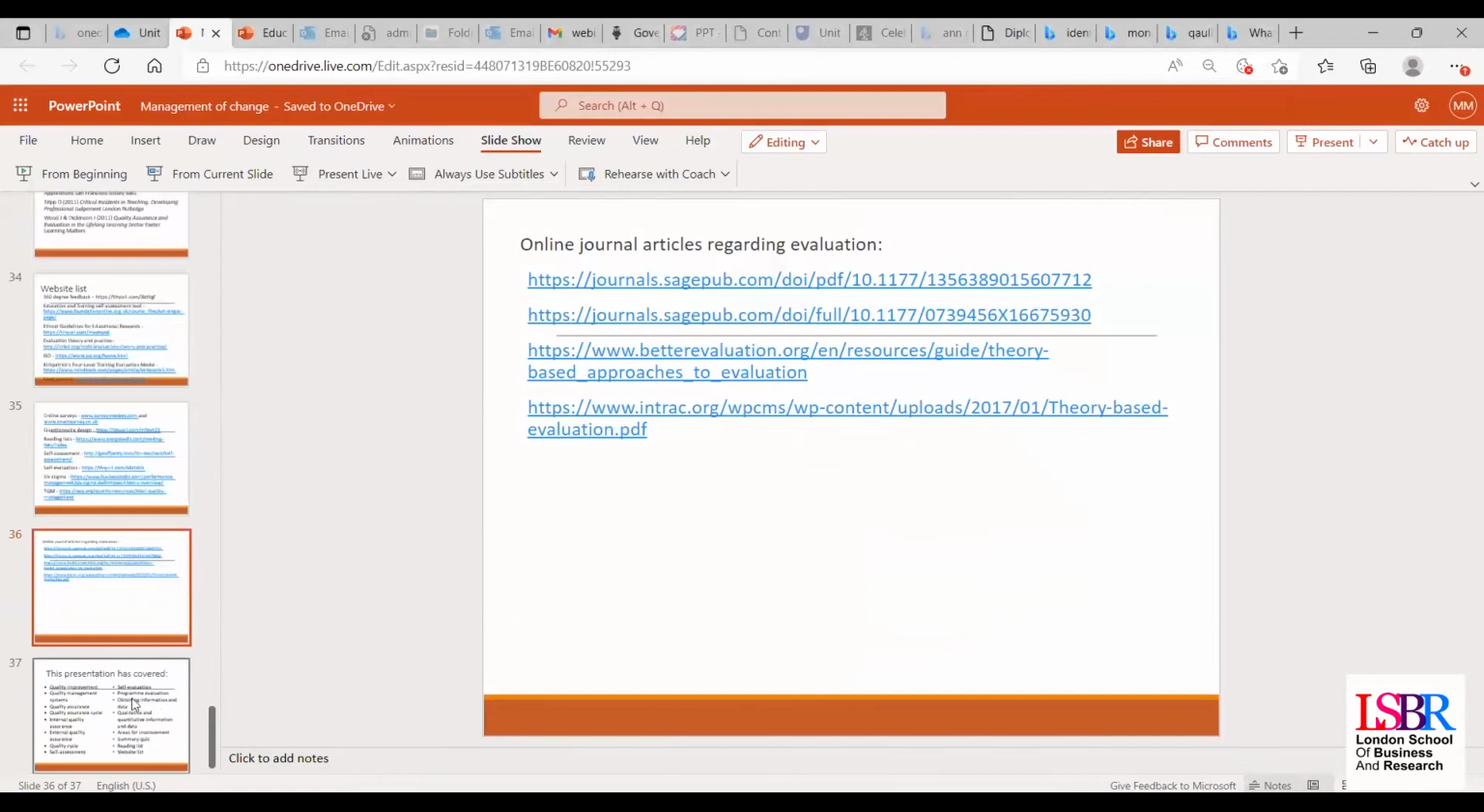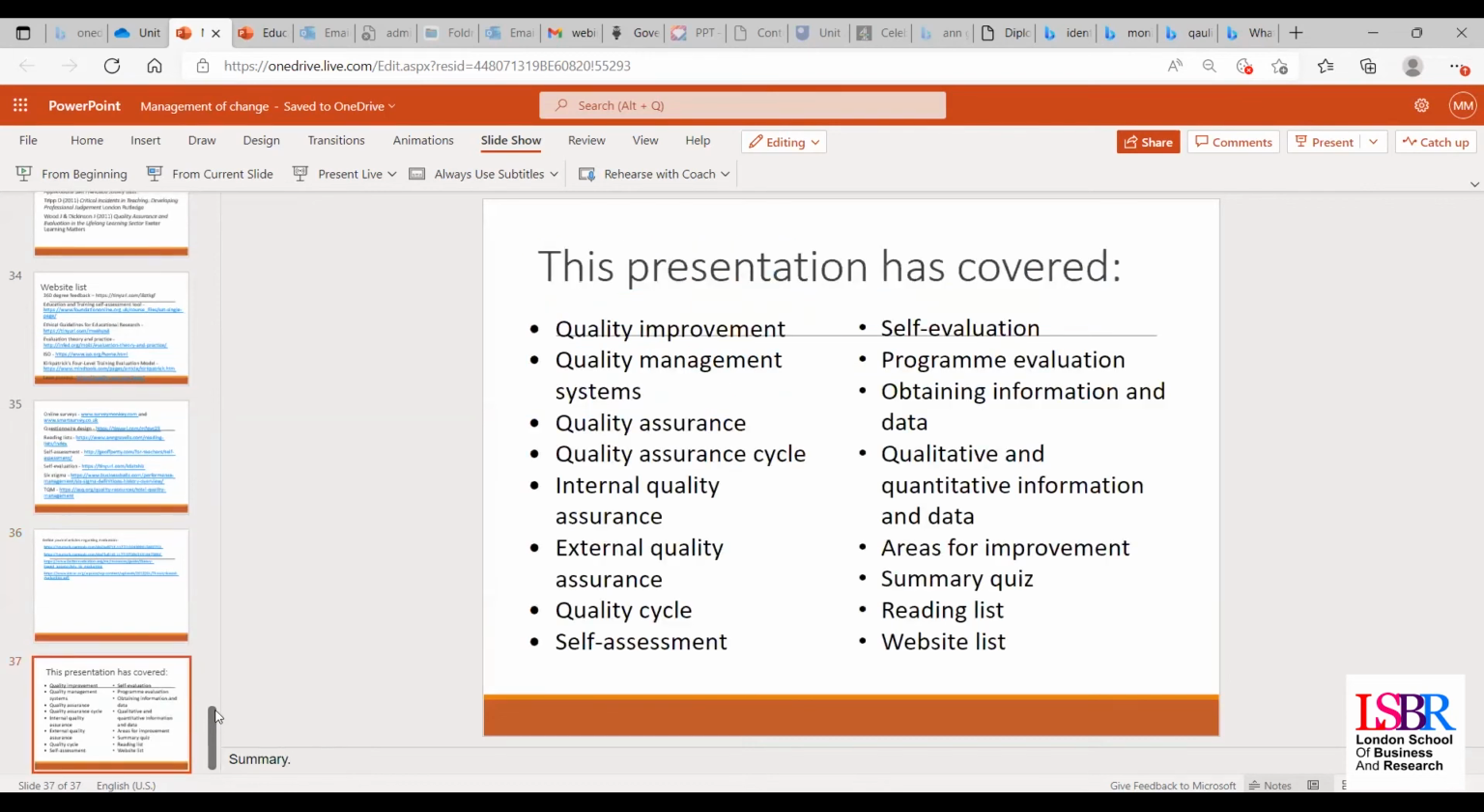Okay, so that brings us to the end of today's lecture. Hopefully it's been informative for you. Sorry that it's been quite a dry topic and there's not really much interaction, but hopefully you've taken something away from it. But remember to do your own research and your own reading outside the topic. And this is the list of topics that we've covered today.